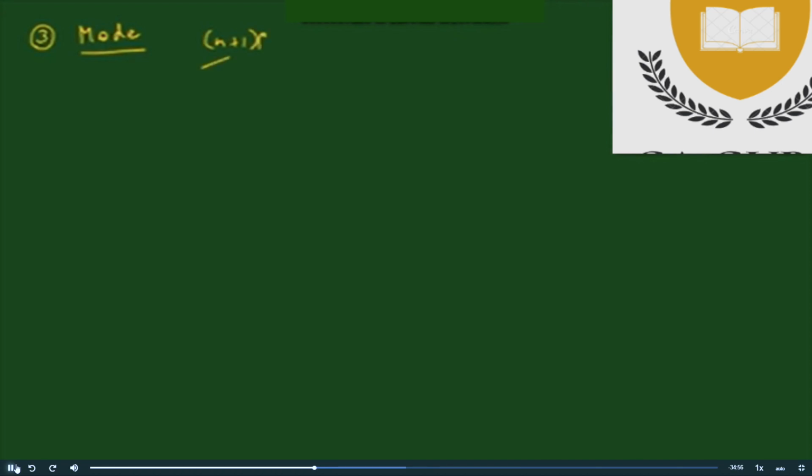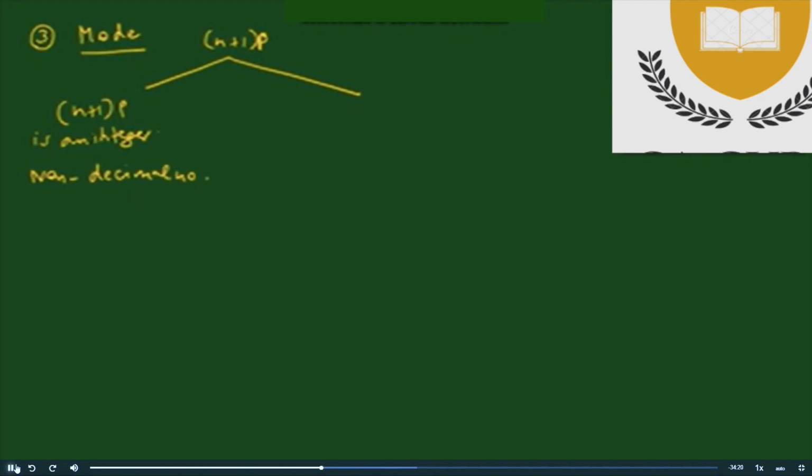In this particular scenario, there can be two cases. In the case of mode computation, please pay close attention. Whenever you calculate the mode value by using n plus 1 into p, you can have two situations. The first situation is that n plus 1 into p will be an integer. What do you mean by integer? It is a non-decimal number.